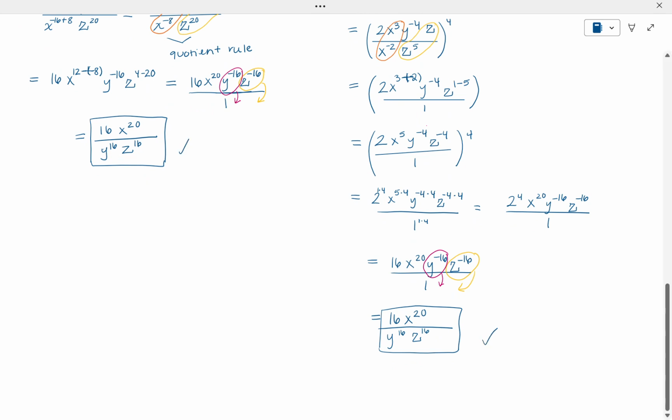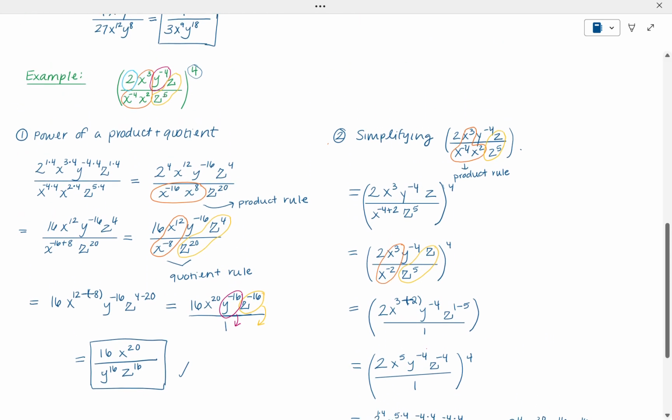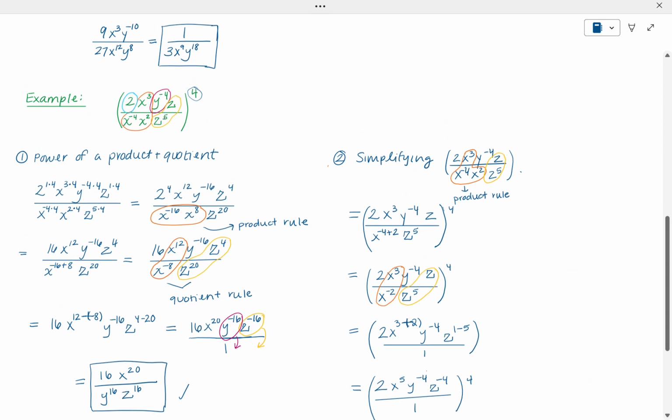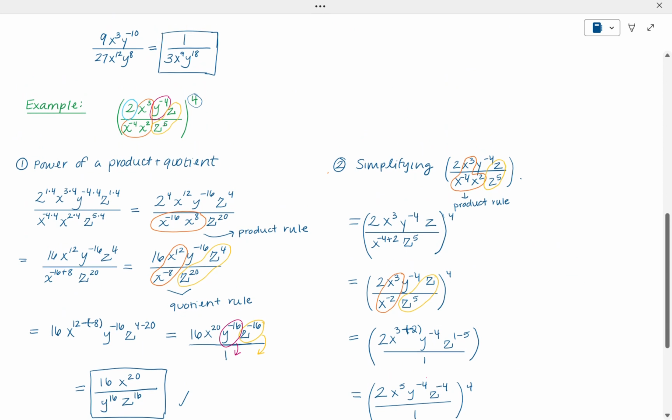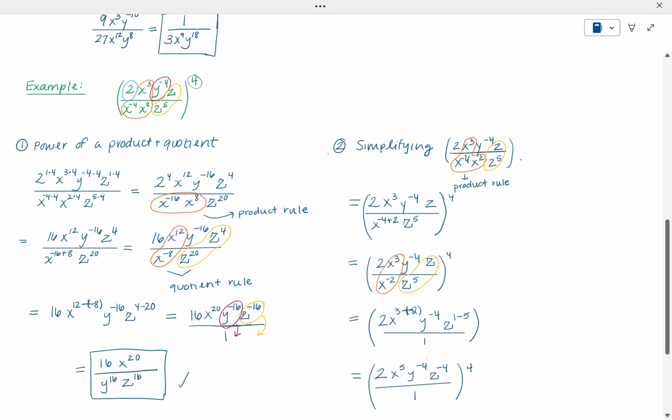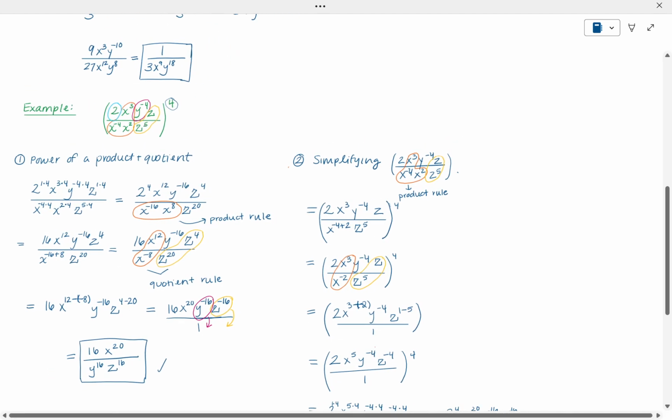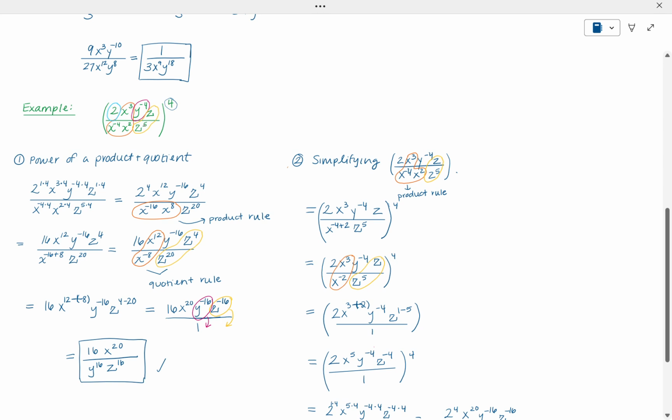Yep. So there's a variety of ways on how you can approach these problems. You can start with the power of a product rule, or you can first simplify the expression in parentheses and then apply the power of a product rule. It's really up to you, and that's why it's cool to work with these problems and see how your peers in class approach these as well.